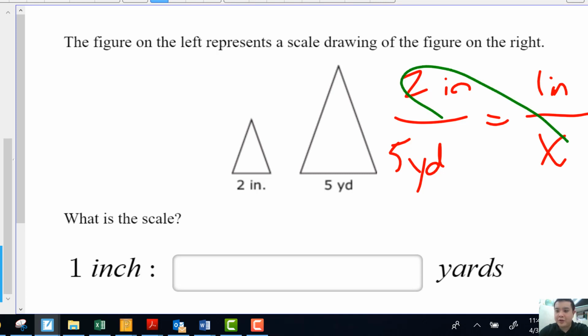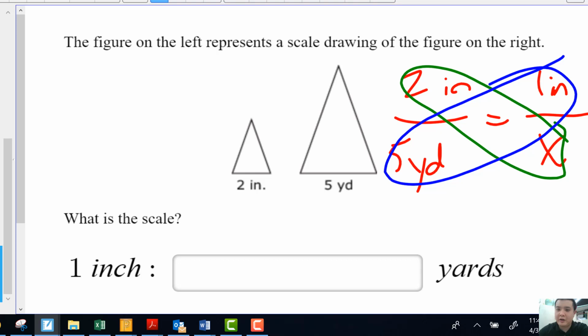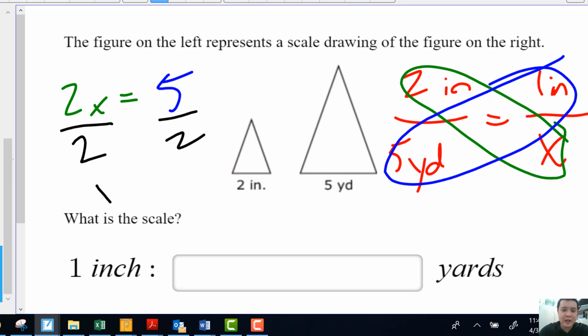So here, again, we're going to multiply our extremes and then multiply our means. So we get 2x equals 5. And then we're going to divide by 2 to both sides to isolate the x. X equals 2.5. So therefore our answer is 1 inch. For every 1 inch, we get 2.5 yards.